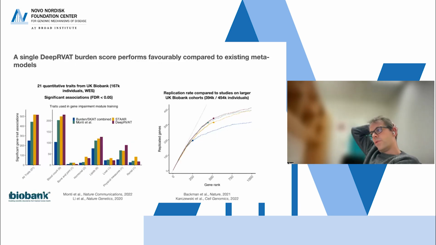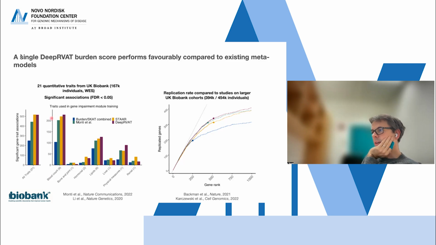So here are a few results to show you how well this works in practice. This is trained on 21 traits in UK Biobank. These are mainly blood traits, but also a number of other traits, including height and a few polygenic traits. We use 170,000 individuals from the whole exome release. The reason we use 170,000 is that you can then assess these models in terms of replication on the remainder of UK Biobank. What you see here is, for a number of traits, how many associations you find. These are individual gene-trait associations.